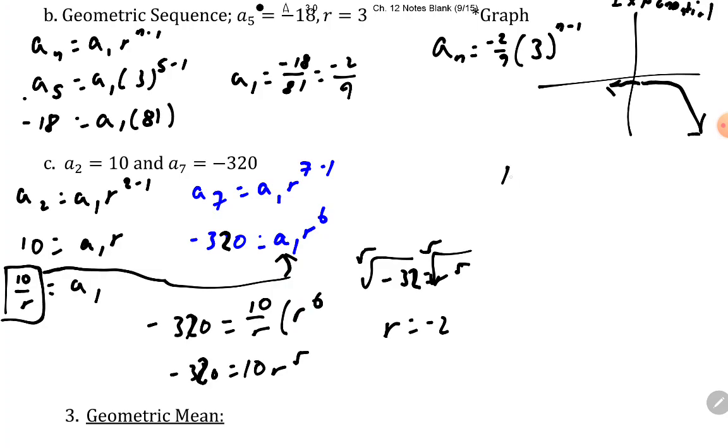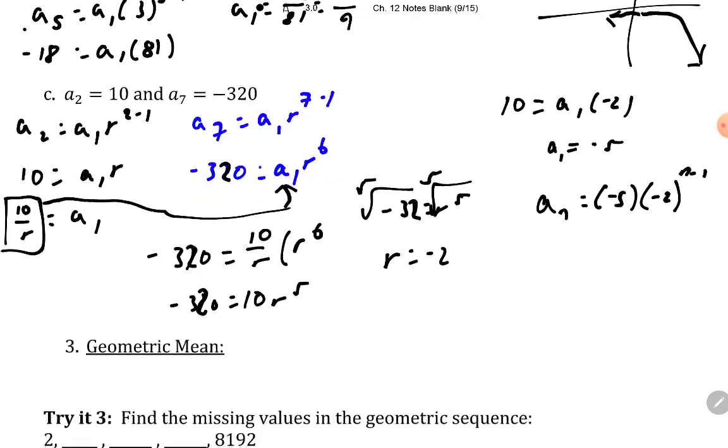Now that I know what r is, I can finally write my equation by plugging it back into this one. 10 equals a1 times -2. Divide both sides by -2. a1 is -5. So my equation is a sub 1, which is -5, times r, which is -2, to the n minus 1. And there's my rule.